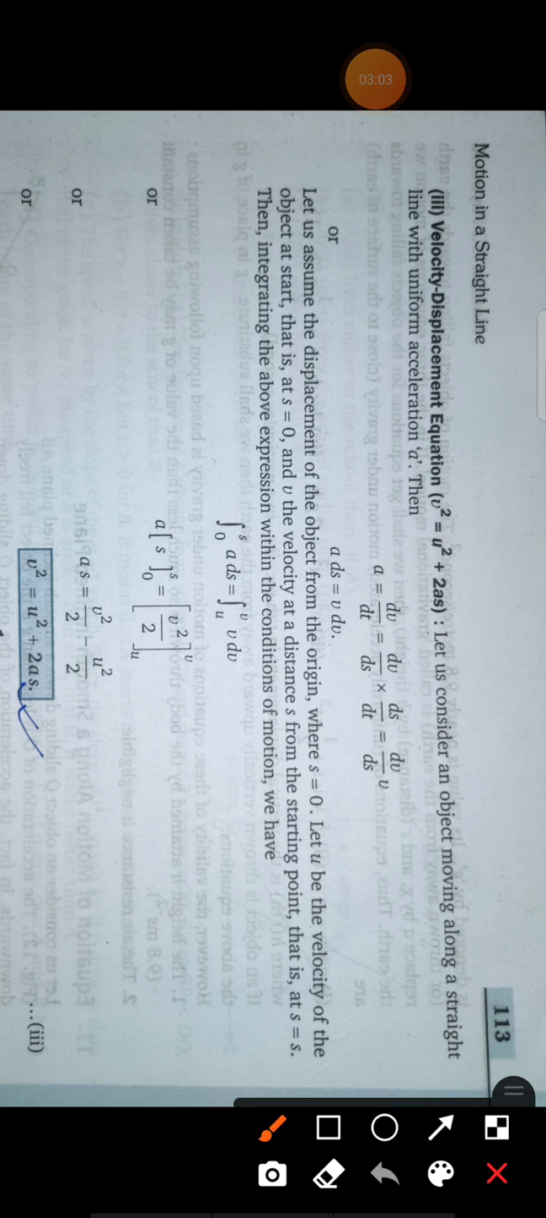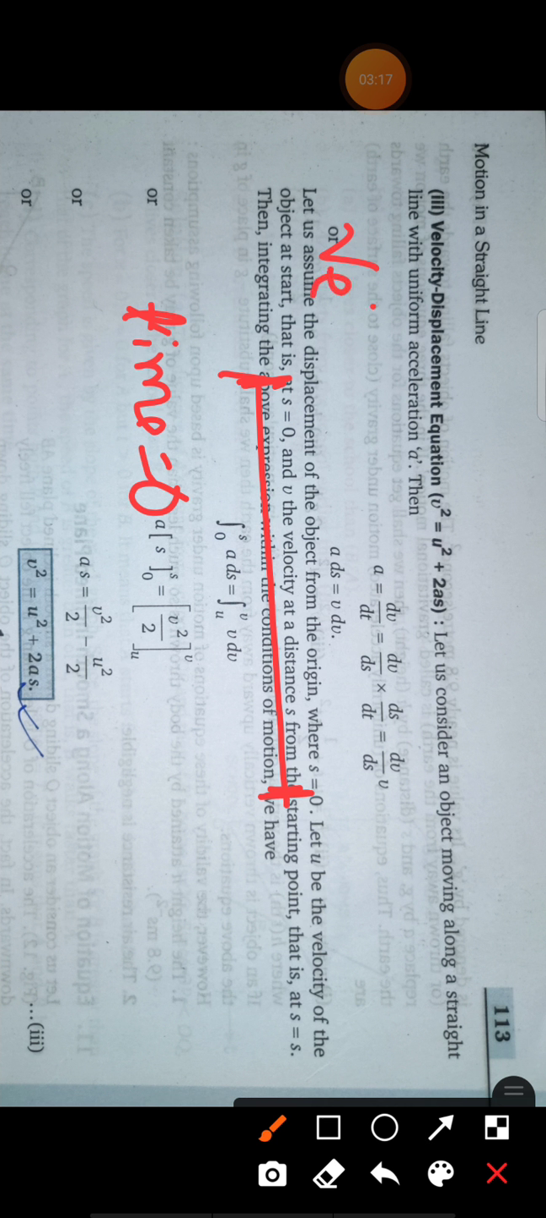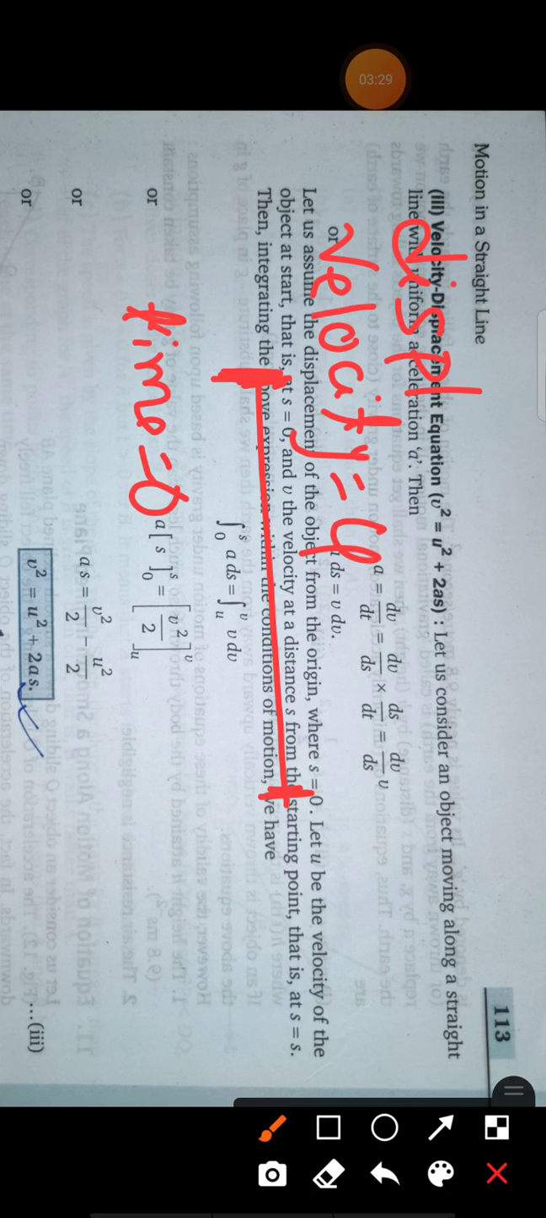So suppose a car is moving. This is the initial position, this is the final position. At t equals 0, when the time was 0, suppose there was some initial velocity, and the velocity was u. Suppose the car starts from its initial position, so displacement is equal to 0.